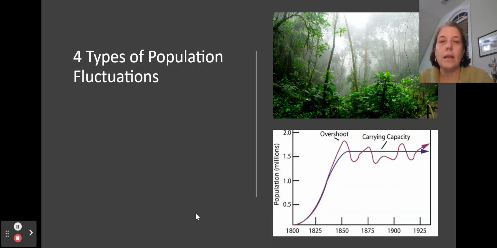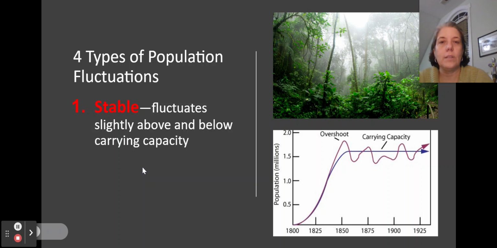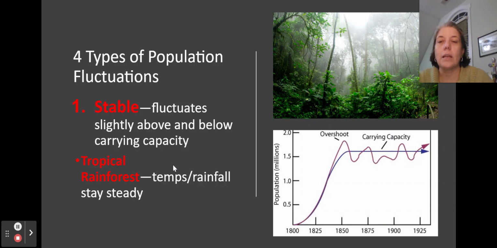Now, the last thing in this section on populations is that there are 4 types of population fluctuations over time, and we're going to take a look at what each one of those is. The first one is stable. If a population is stable, it's fluctuating slightly above and below carrying capacity, but it's kind of staying the same. A good example of this would be a tropical rainforest, because the temperature and the rainfall in the rainforest stay pretty steady over time. And so the population is going to be rather stable.